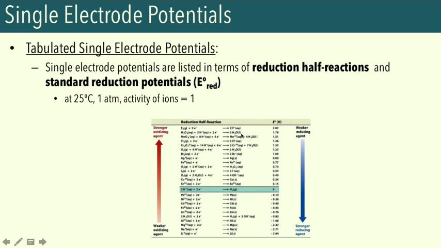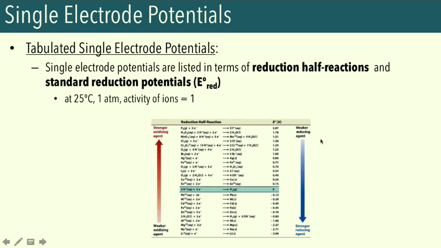Also note some important trends. If you have a higher reduction potential, this means that there's a greater tendency for this reduction half reaction to occur. So this means that you have a stronger oxidizing agent. The tendency is, of course, for it to reduce, which means it's most likely going to cause oxidation. This also means that if you have a high reduction potential, you have a weaker reducing agent, so it's less likely to be oxidized by reducing agents. Just some important trends to keep in mind.